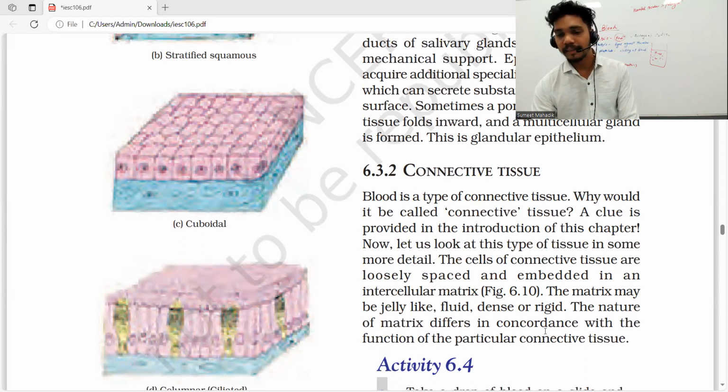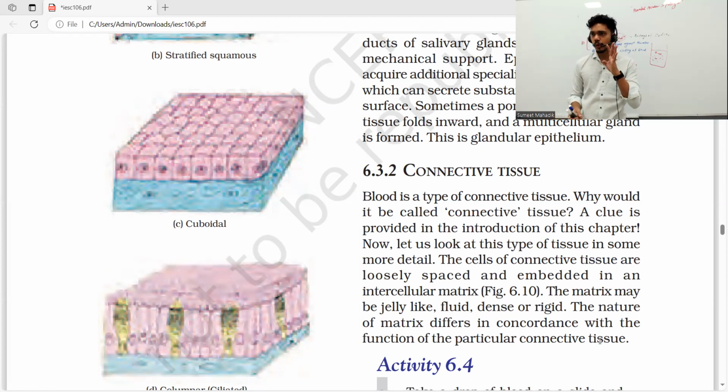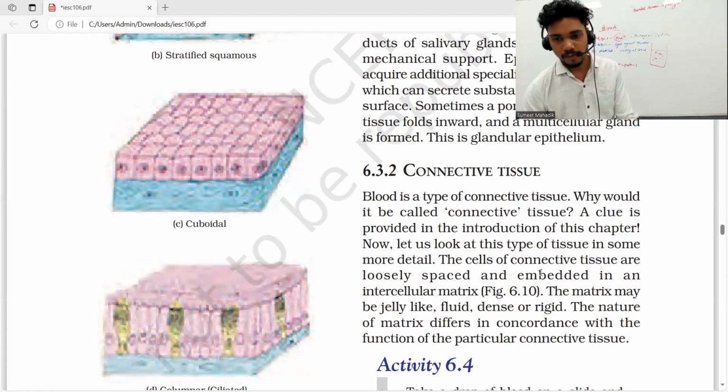The nature of a matrix differs in accordance with the function of the particular connective tissue. Means what? If the blood is in the heart, it should not be that concentrated, not that viscous. Otherwise, the heart will have a load to pump it. Yes or no? So it should not be that solid. It should be a proper jelly-like structure. So that's the point we have covered here.